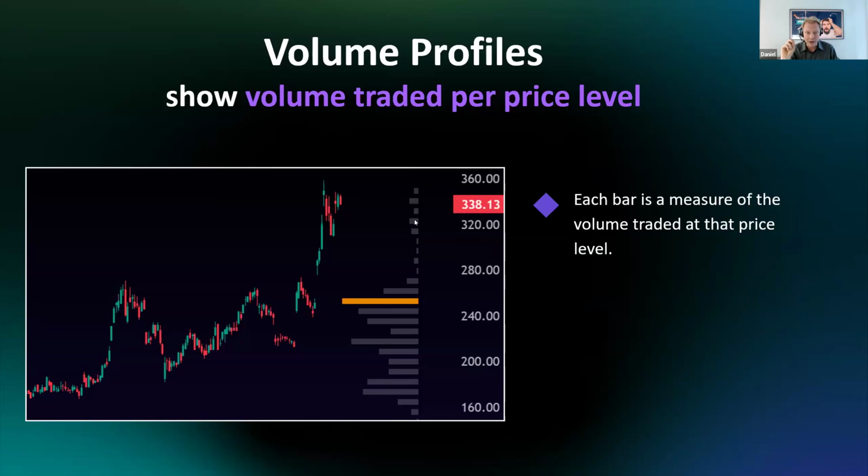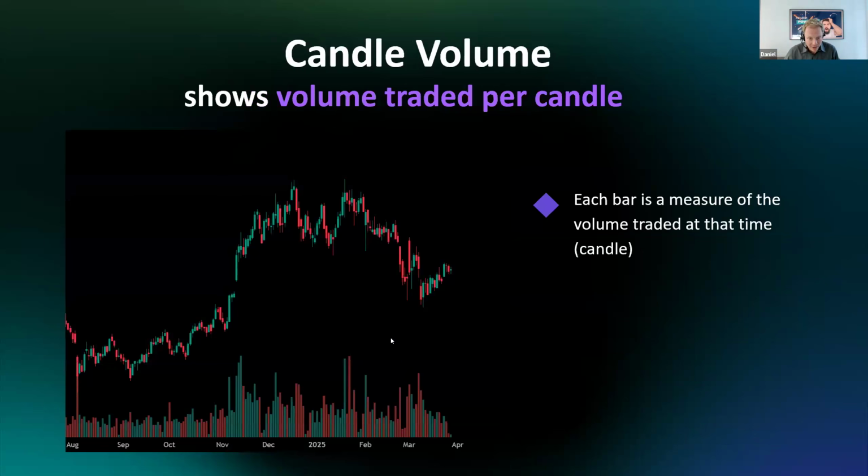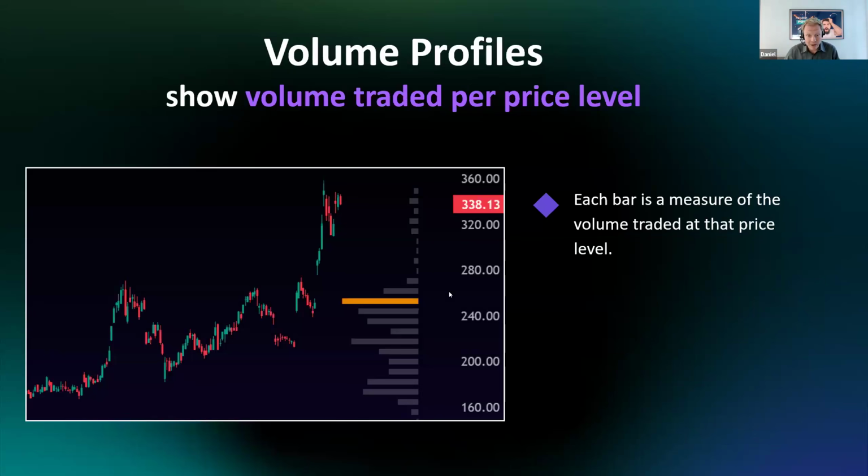So with a volume profile, each bar is a measure of the volume traded at that price level. This is very different from regular volume, where you measure volume per candle. With volume profiles, it's volume traded at a certain price level. So please keep this in mind. We're going to build on top of this concept.